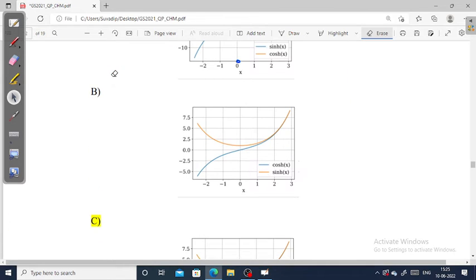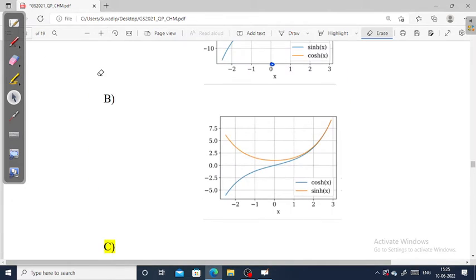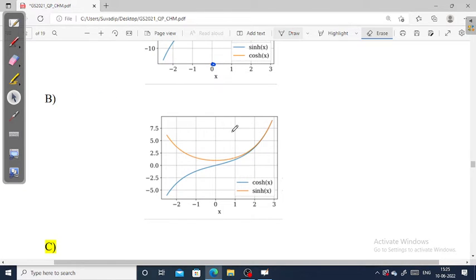So this is option number B. You can find out here that at x equals 0, it is reversed. The orange curve now denotes the sine function, and the blue one denotes the cos function. At x equals 0, the sine function should be 0, but here the cos function is 0, while at x equals 0, the cos function must be 1. This is why option number B is also wrong.